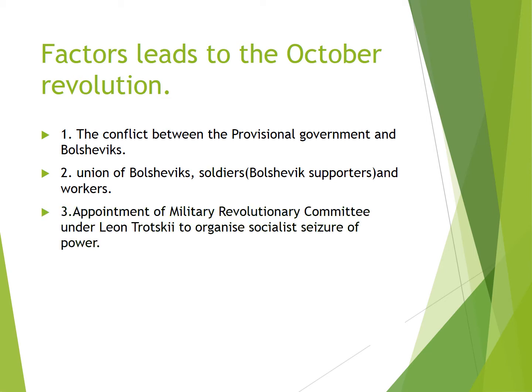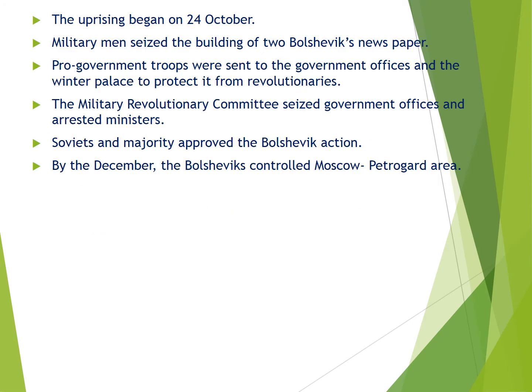The Bolsheviks appointed a Military Revolutionary Committee under Leon Trotsky to organize the socialist seizure of power. So the Bolsheviks took it step by step for the October Revolution, and the Military Revolutionary Committee was under Leon Trotsky, who was a Bolshevik. So these were the factors which one by one led to the October Revolution.